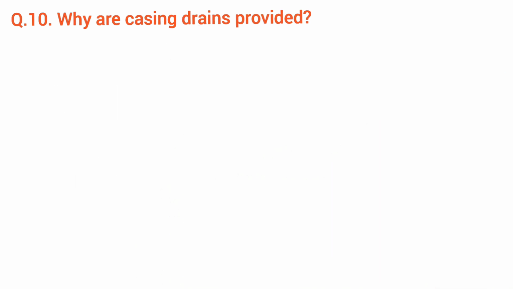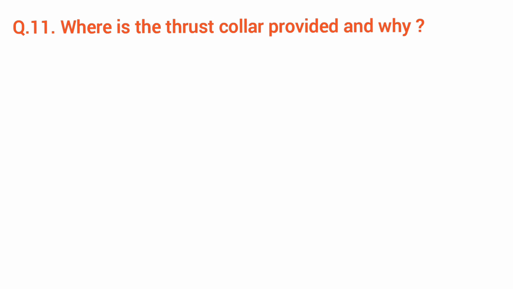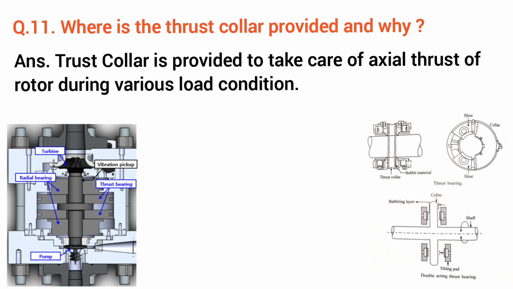Why are casing drains provided? During starting or low load conditions, there is a chance of steam condensation. So casing drains are provided at the lower casing to drain out this condensate. Where is the thrust collar provided and why? The thrust collar is provided to take care of the axial thrust of the rotor during various load conditions.